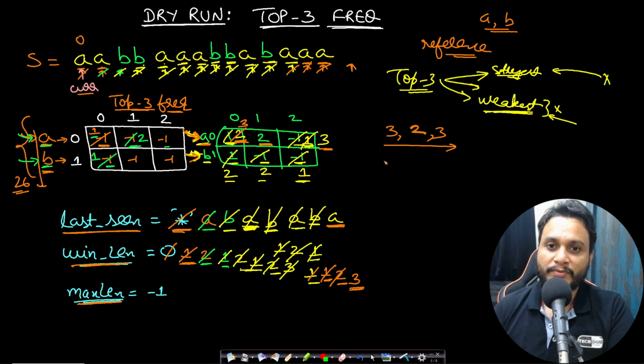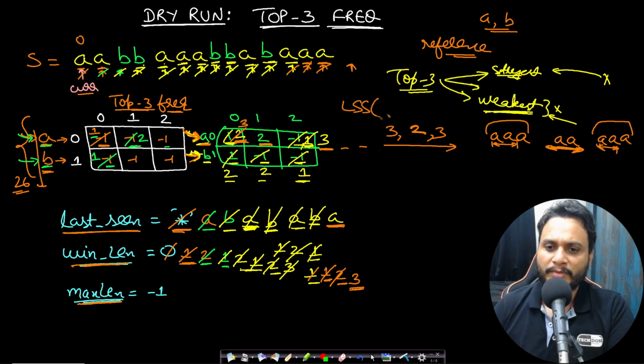Out of these 3 options, we have already discussed that if you have 3 A's, then 2 A's and then 3 A's, then what will be the longest special string? All of these are special, right? The longest special string will be the minimum length, which is 2. Because if you take length 3, you will not be having 3 frequency. Okay. So the LSS contribution by A, longest special string, is of length 2.